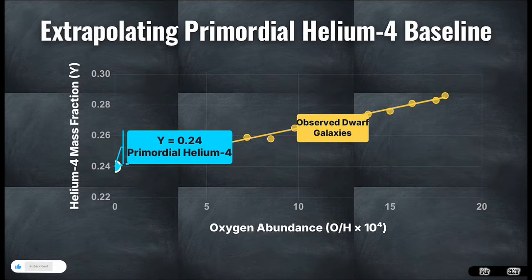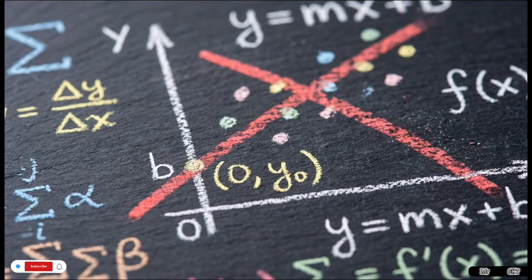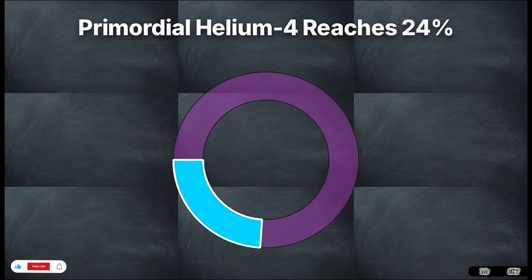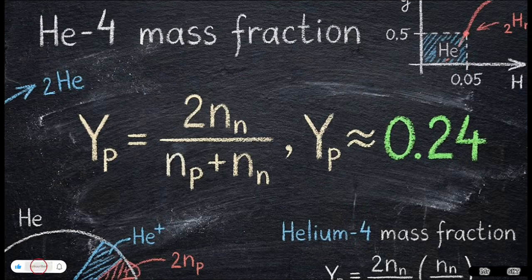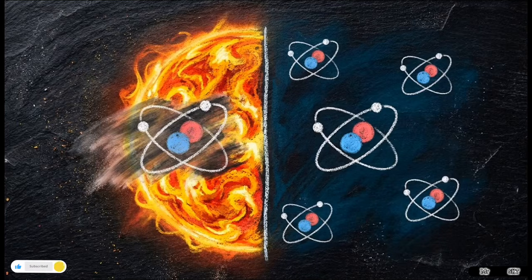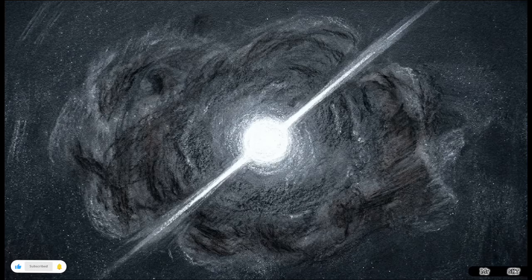This scatter plot maps helium-4 against oxygen abundance in multiple dwarf galaxies. Since oxygen is only produced inside stars, the linear correlation reveals that more oxygen means higher helium-4. Astronomers extrapolate this trendline backward to a zero oxygen intercept. This zero oxygen intercept removes the variable of stellar fusion. It identifies the baseline amount of helium-4 that existed before the first stars ever ignited. This extrapolation yields a primordial helium-4 mass fraction of roughly 24%.